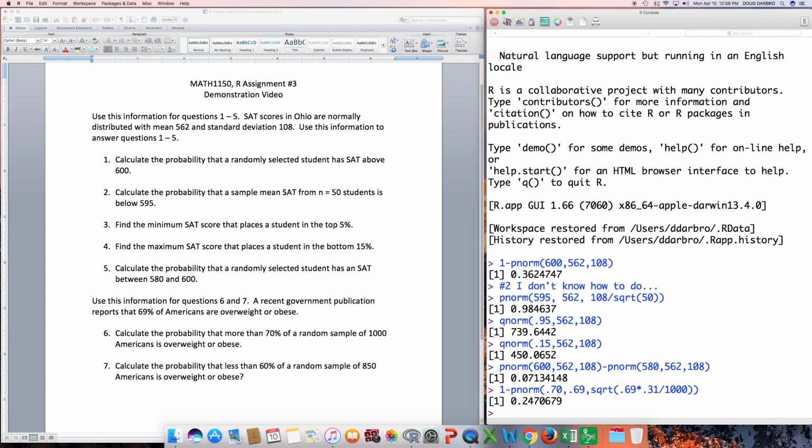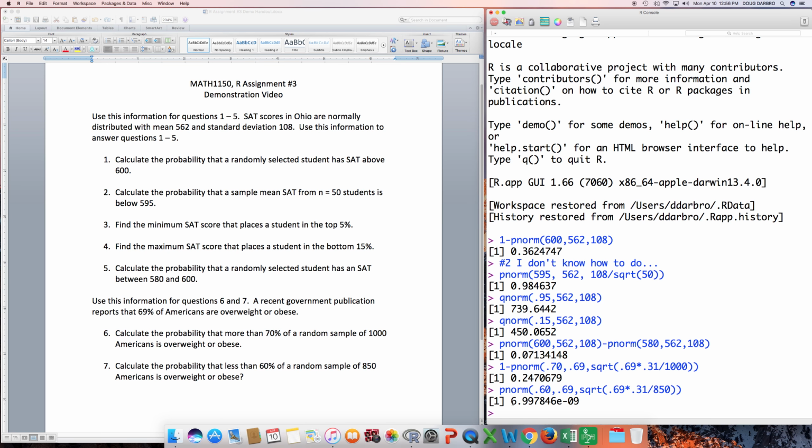Problem number 7, calculate the probability that less than 60%. So guys, this is a less than problem, or below, so I use just the P norm and not 1 minus the P norm. So I have 0.60. The mean is 0.69. Square root of 0.69 times 0.31 divided by not 1,000, but 850. Different problem, different numbers, so I have to do it differently.